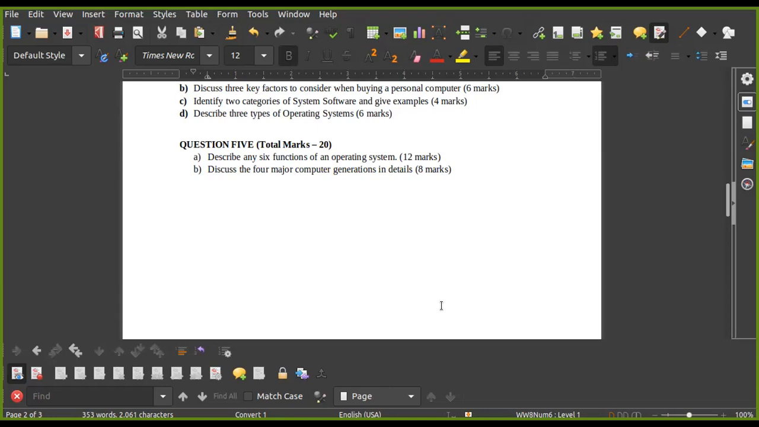Describe the 4 major computer generations in details. This one, guys, we've covered it in details, and you are in a very good position to answer that. So let me check whether the TCP/IP has loaded. It's still loading.